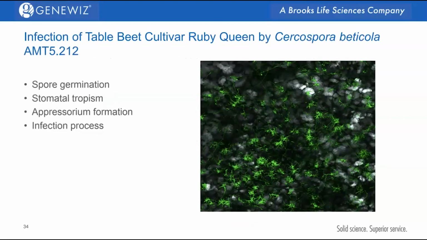So my main aspect of looking at the biology was, how does Cercospora beticola spore germinate on the leaf? Does it show any stomatal tropism? Is there any appressorium formation during infection, and what actually happens during the infection process? On the right, you can see a figure, and this is way after the infection of the leaf surface with one of the strains, and you can see a lot of these Cercospora erupting through the stomata, and that's why you can see these patches of fluorescing GFP, because they are erupting out through the stomata.